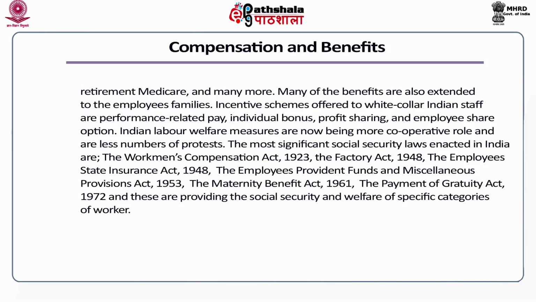The most significant social security laws enacted in India are the Workmen Compensation Act, the Factories Act, the Employees State Insurance Act, the Employees Provident Fund Provisions Act, the Maternity Benefit Act, and the Payment of Gratuity Act, and these provide social security and welfare for specific categories of workers.